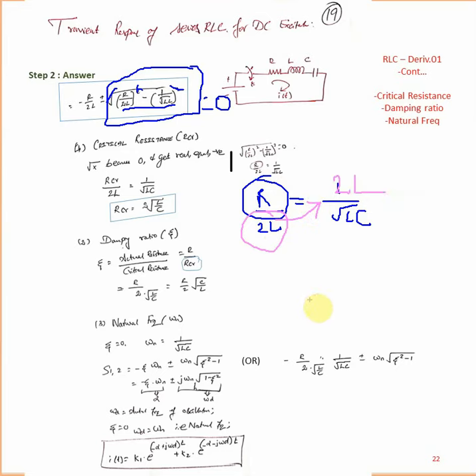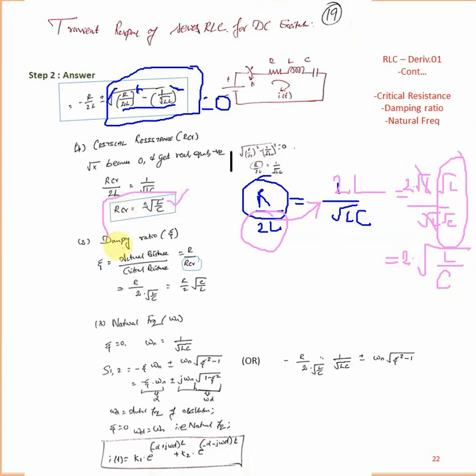Further, the left hand side is R only. You can simplify further. L is nothing but root L into root L, so 2 into root of L into root of L. The denominator is root of L and root of C, that is, root of LC. So one root L is cancelled. Then what is the remaining? Root of L by C. So simplify the answer: 2 root of L by C. Look at this answer. So this is the critical resistance.